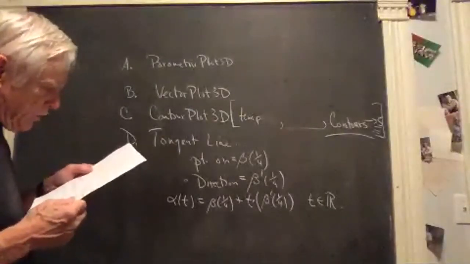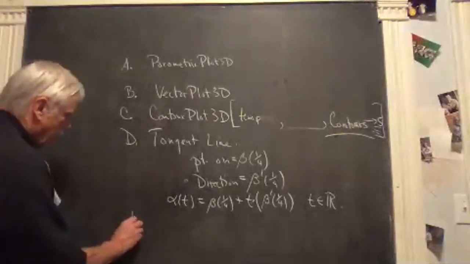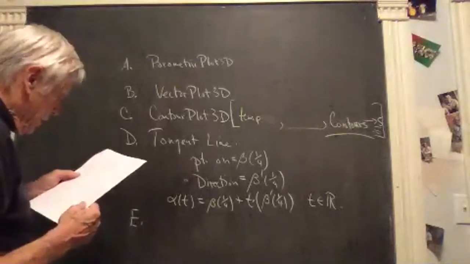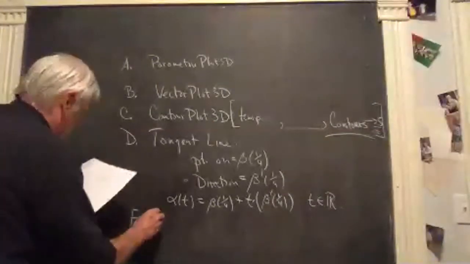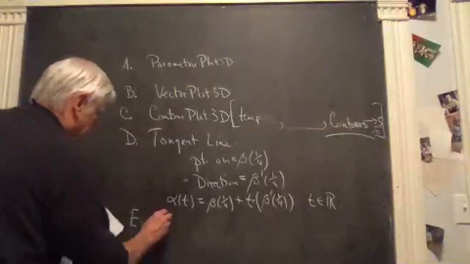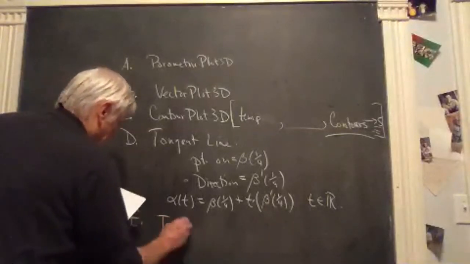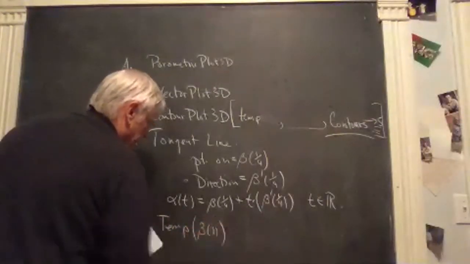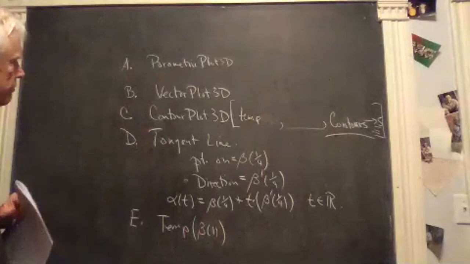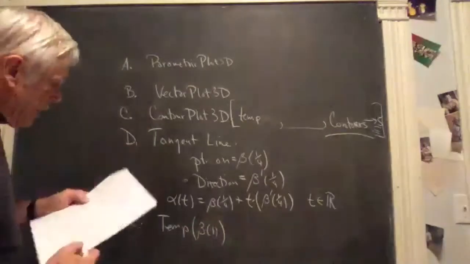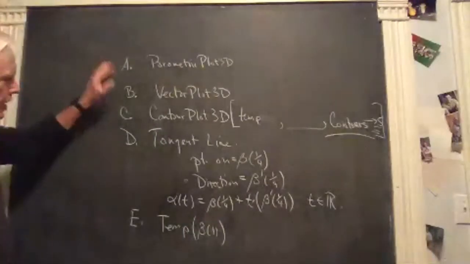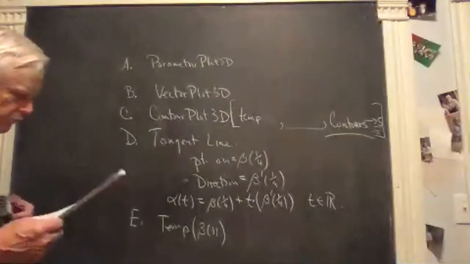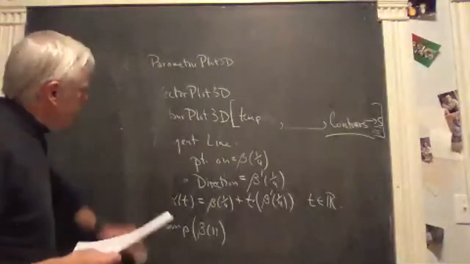E, what is the temperature of the curve at t equal 1? Meredith, you let me know when you can't see the board. What is the temperature at t equal 1? This is just simply taking the temperature function and plugging in the point beta of 1. So this handles the first group. Any questions on these first 5? Let's continue on through then.